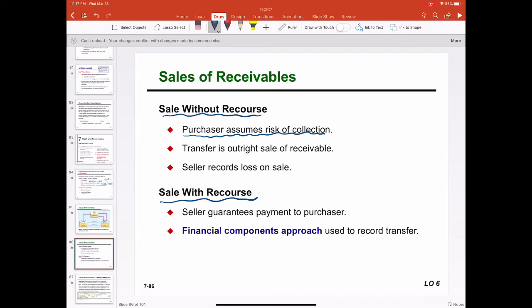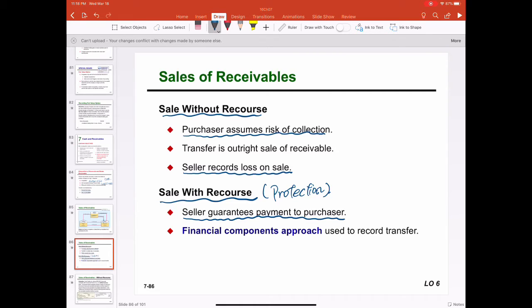And the seller records losses on the sales. Sales with recourse: the seller, the firm, guarantees the payments to the purchaser, who is the factor. So that's their difference. We will see that with recourse, there is more protection to the purchaser.